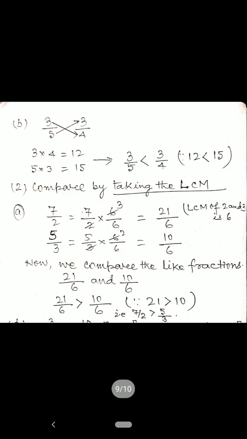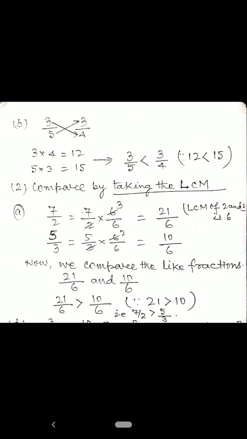Now compare by taking the LCM. Now next method, compare by taking the LCM. 7 by 2 and 5 by 3. Here denominators are 2 and 3, and the LCM of 2 and 3 is 6. So 7 by 2 can be written as 7 by 2 multiply 6 by 6: 2 1s are 2, 2 3s are 6, 7 3s are 21 by 6. 5 by 3 equal to 5 by 3 multiply 6 by 6: 3 1s are 3, 3 2s are 6, equal to 5 2s are 10 by 6.